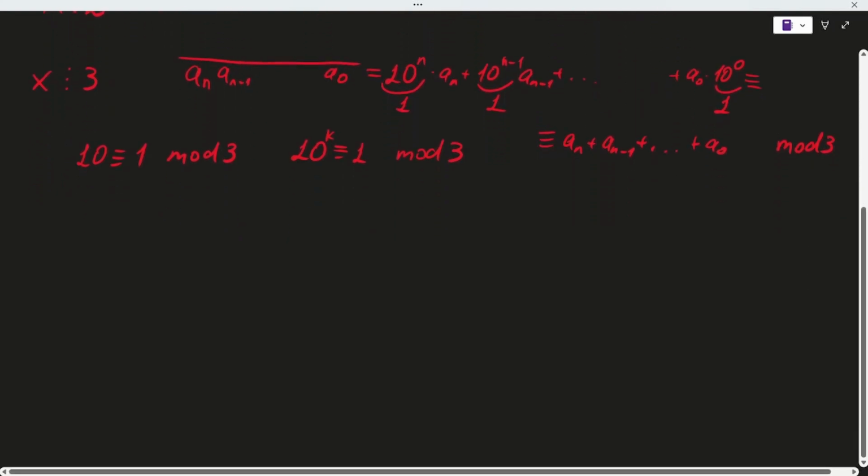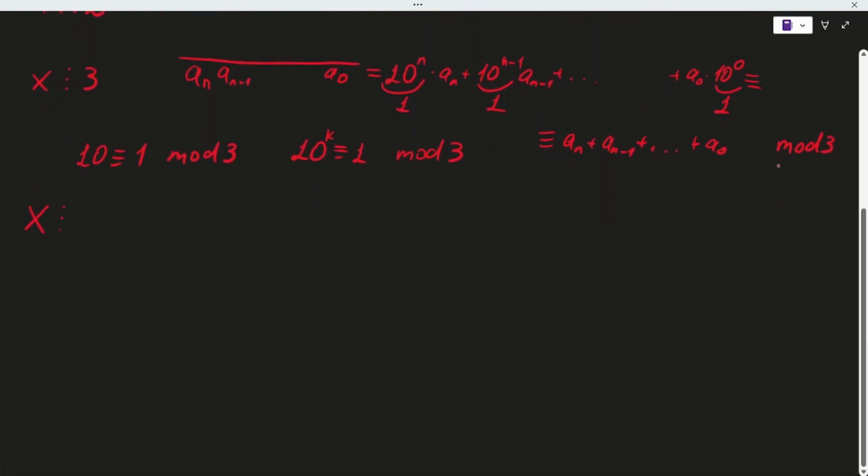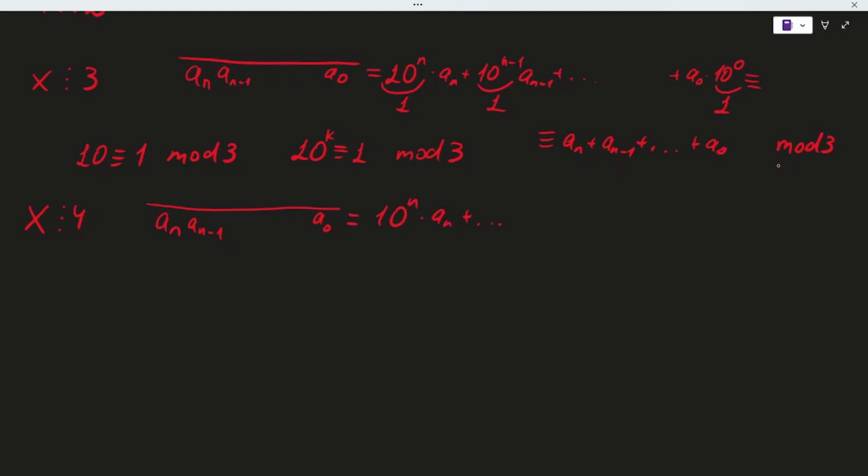Next case is if x is divisible by 4. Here the rule is that we just need to look at the last two digits. If the number made up by the last two digits is a multiple of 4, the whole number will also be a multiple of 4. Once again, represent our number like this, a_{n-1} and so on, a_0. If you use the same expansion, the last two terms will be 10 to the power of 1 times a_1 plus 10 to the power of 0 times a_0.